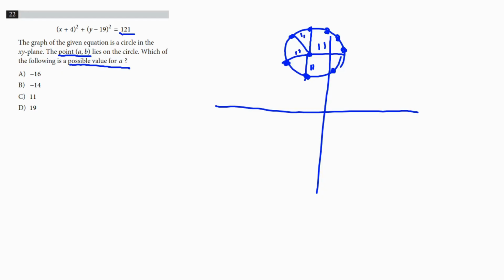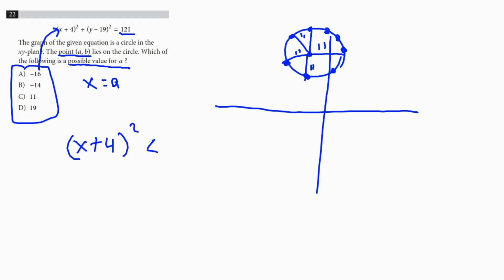So what you have to know with this is that A is going to be the same as x. We're plugging in A for x, and we're just going to plug in the values they give us. These answer choices, we're going to plug in for x. And what we have to do is find the value that is less than 121. So x plus 4 squared needs to be less than 121.